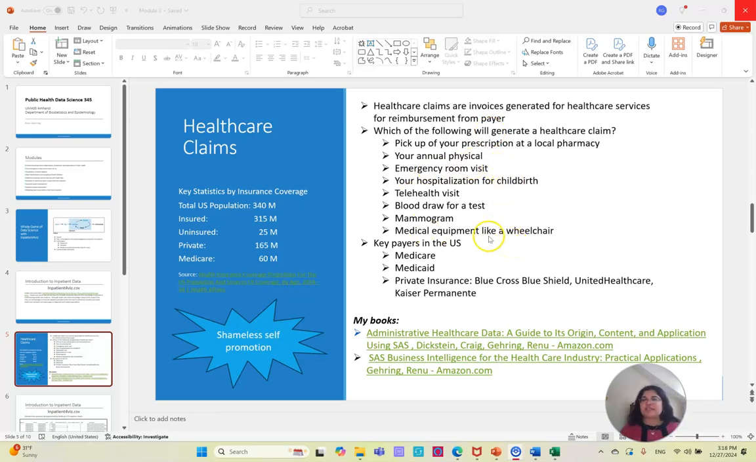All of these instances will generate healthcare claims data. It will be generated by your provider, the institution or the person who provided the care, and then submitted for reimbursement from your payer.